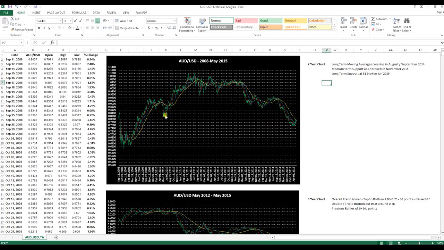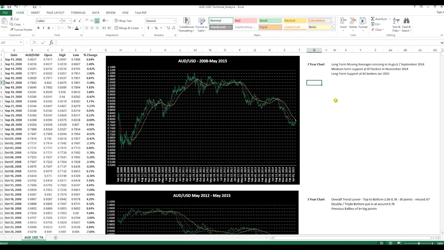Long-term support, we see here. We see that around April, May 2010, this support level was put in by the exchange rate at around the 81 level, and that was actually broken in Jan 2015. So we're picking up a few things here that, if we're looking to go short this exchange rate, we have to take note of these bigger picture moves and understand longer term what the big picture looks like. So we can move on to look at a shorter term chart.